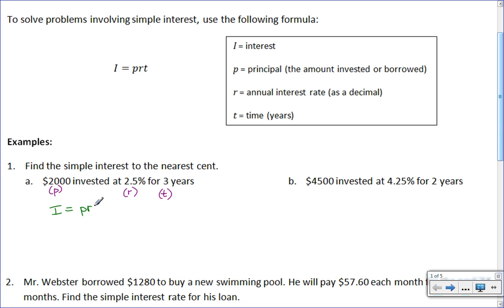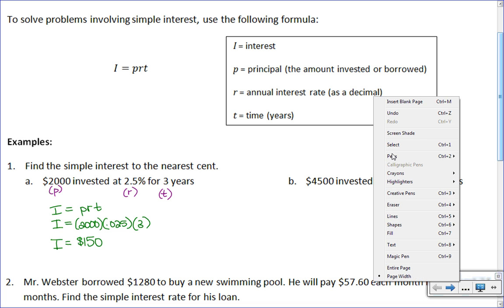So I equals PRT. We're looking for I. P is 2,000. R is 2.5% as a decimal, so move the decimal back 2 places to get 0.025. And T is 3. And when we multiply 2,000 times 0.025 times 3, we will get $150.